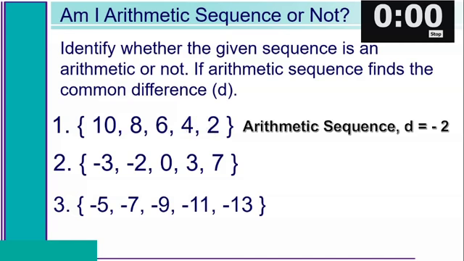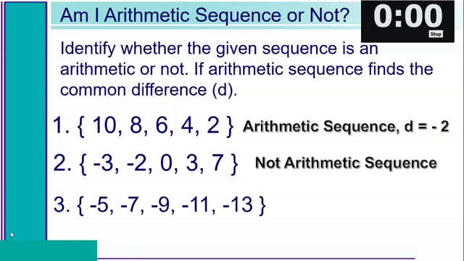And for number 2, it is not an arithmetic sequence. So negative 2 minus negative 3 is positive 1. And then we have 0 minus negative 2, which is 2. So there's no common difference.